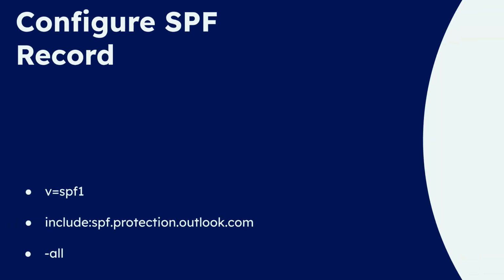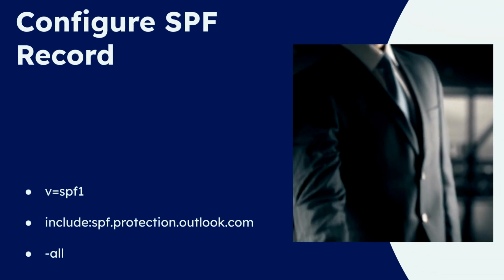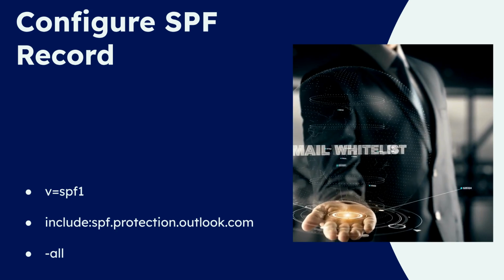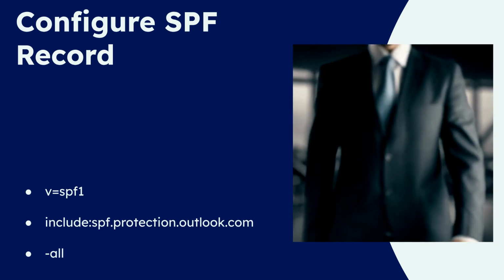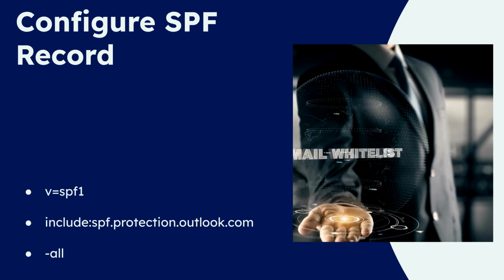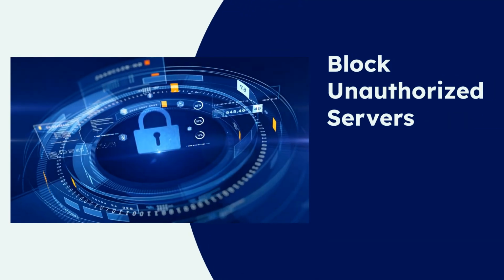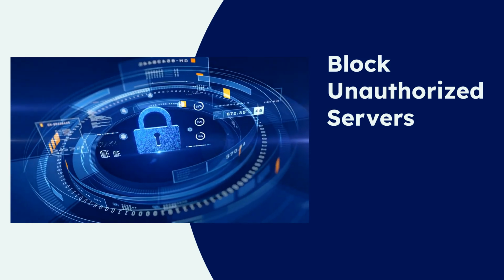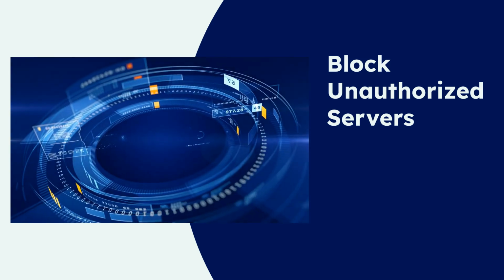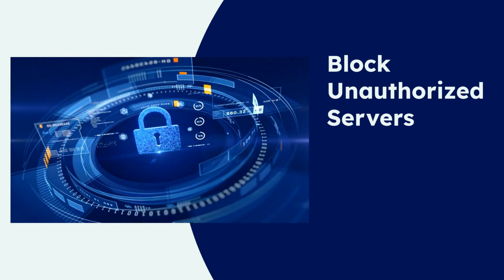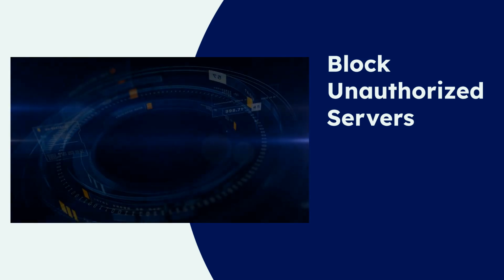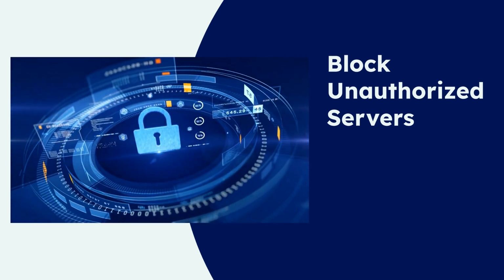To protect Office 365 email, configure SPF with the following record. V equals SPF1 include spf.protection.outlook.com -all. The -all directive in that record means that any email not sent through authorized Office 365 servers will be blocked. This ensures only authorized servers can send emails on behalf of your domain.